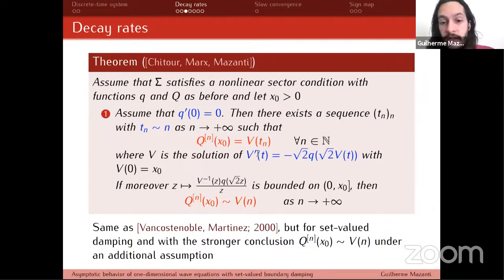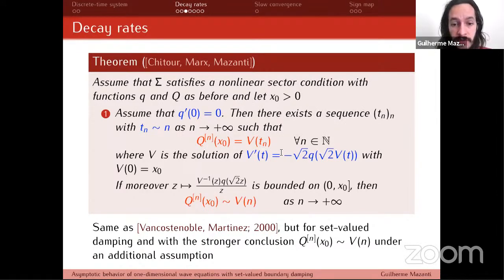And this differential equation is nothing but V prime of T is equal to minus the boundary condition applied to V, with some constants that come from our rotation, and with initial condition equal to the initial condition of our sequence. Under a technical assumption that is actually satisfied in almost all cases, we can prove that it's not only equal to V of Tn, but it's equivalent to V of n. And so we get the precise asymptotic behavior of this sequence, and so, as I said before, the precise asymptotic behavior of solutions.